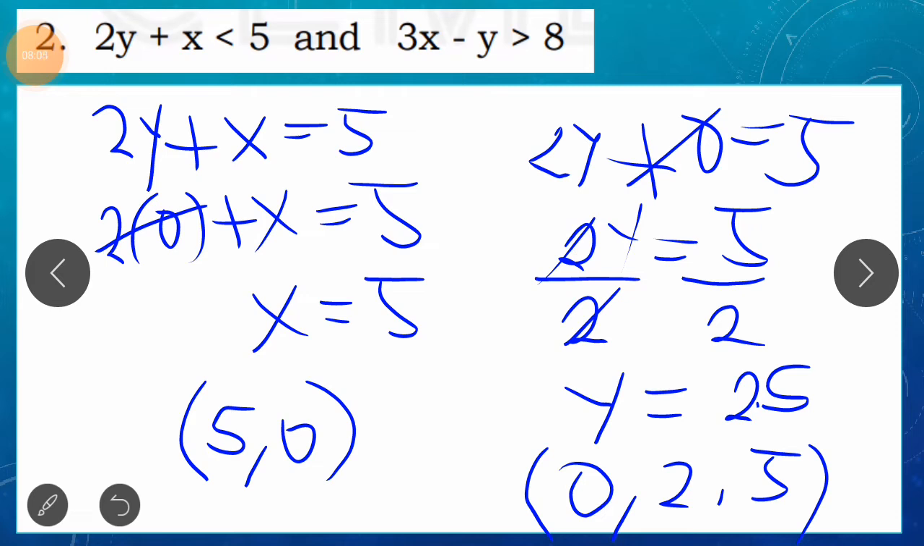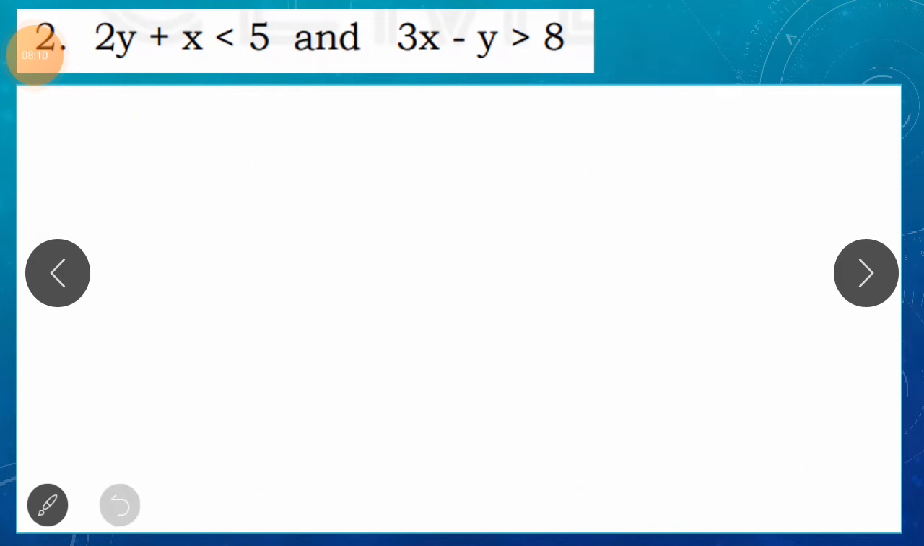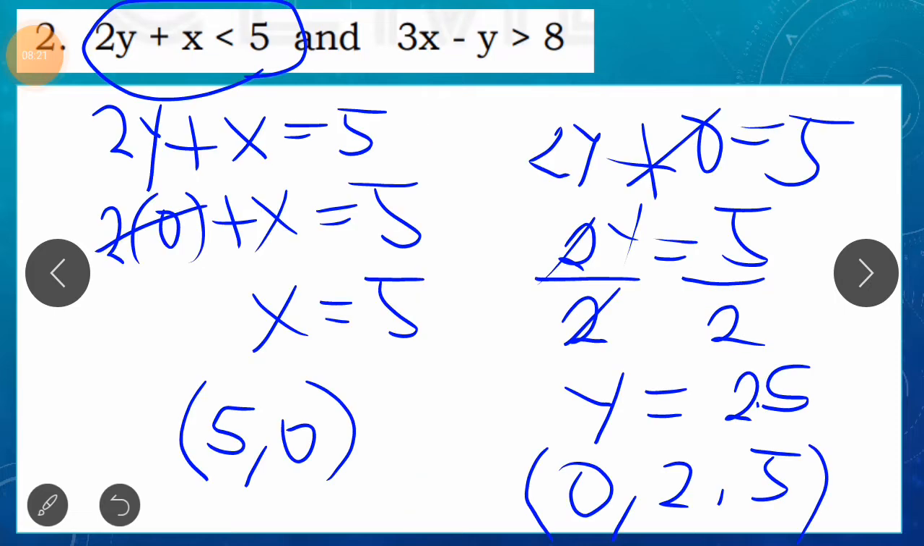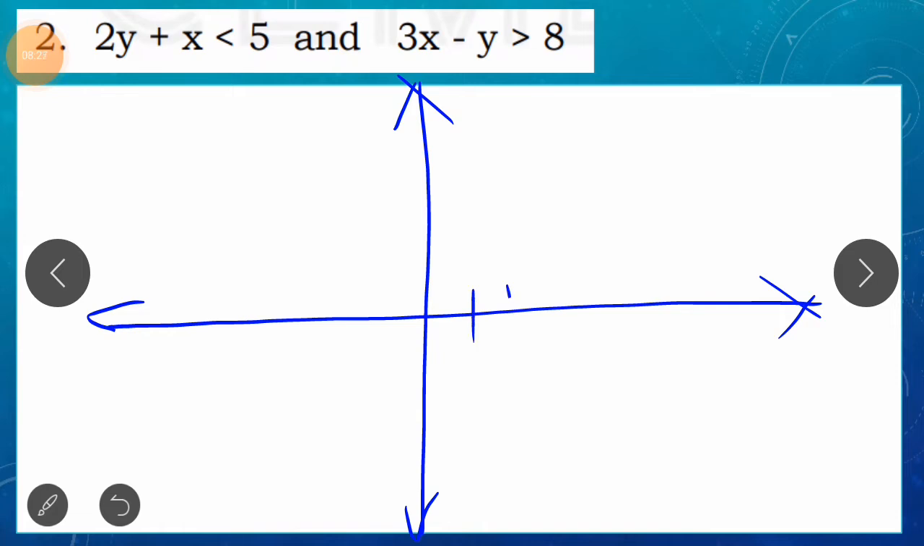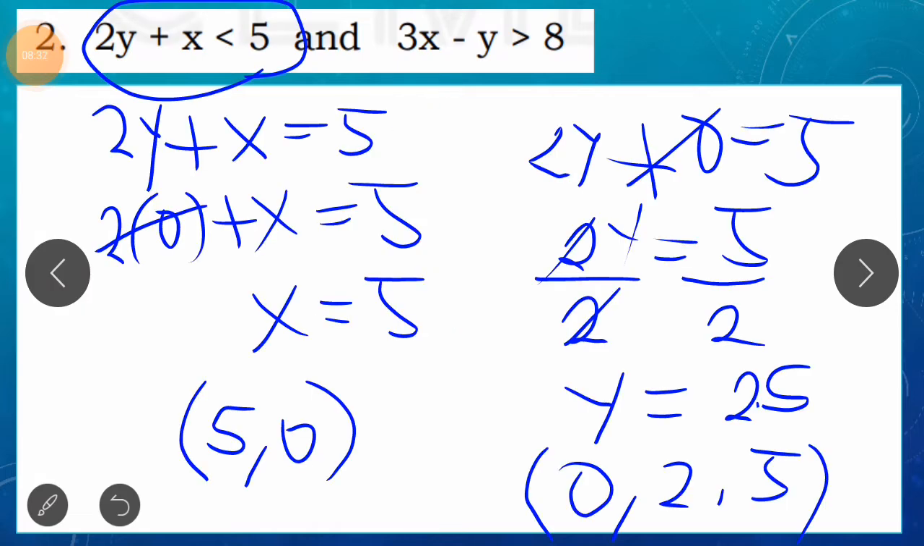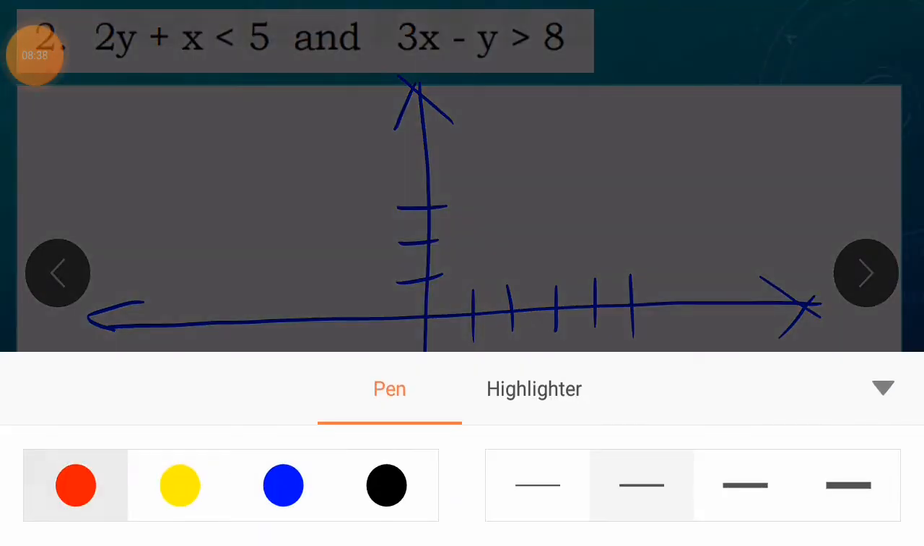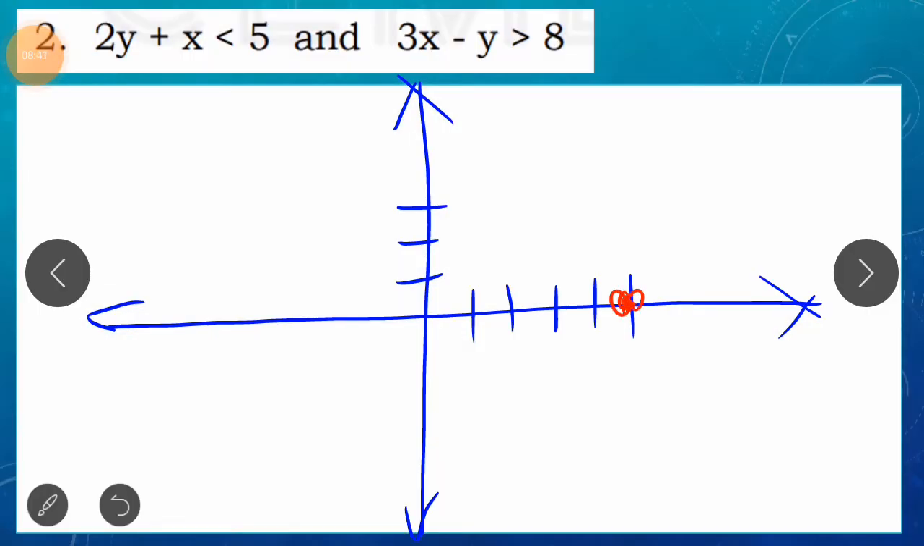Once you have the x and y intercepts of the first linear inequality, you can now graph this. So let's graph the x-intercept and the y-intercept. The x-intercept is at positive 5: 1, 2, 3, 4, 5. And the y-intercept is at 2.5, positive also. Let's use red. This one, 2.5, is here.